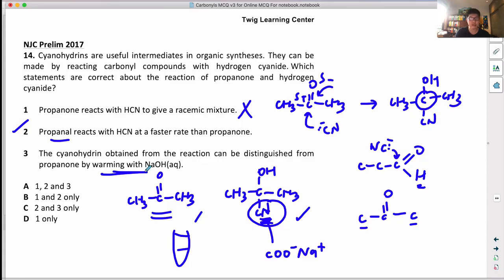So I guess they take it as you can actually distinguish them. All right, so the answer for question 14 is actually C.